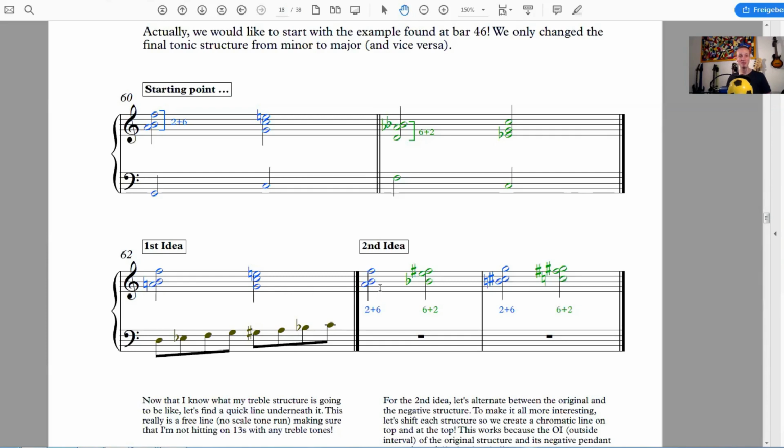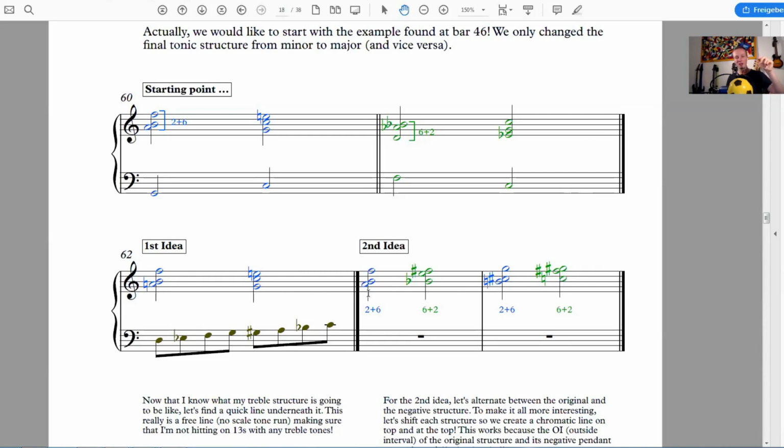Probably if you know me, then you already know that I'm a big fan of negative harmony. And so, negative harmony on one hand, and chromatic harmony on the other. So I started with a chromatic line. In this case, it was my bottom line here, and that is A, B flat, natural B, and C.